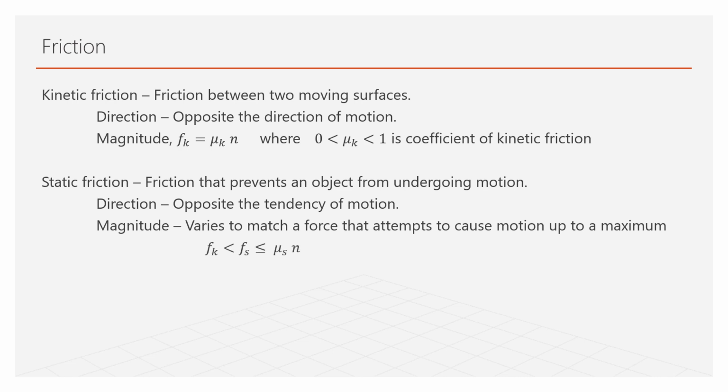For example, if a heavy crate is pushed, there will be static friction that is opposite the pushing force. But once the pushing force is large enough to move the object, there will be kinetic friction between the bottom of the crate and the floor. Furthermore, the force needed to keep the crate moving will be less than the force needed to get the crate into motion. The coefficients of friction depend on the materials involved.